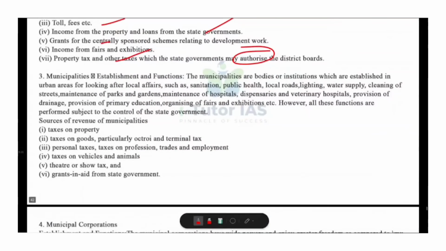Then the next one, municipalities. These manage the towns and smaller cities. So imagine basic urban needs like street lights, sanitation, water supply, local roads, parks, primary schools, hospitals and dispensaries, veterinary hospitals, organizing fairs, exhibitions, and so on. But remember, municipalities work under state government control. And what are the sources of revenue? Property tax. Then octroi and terminal tax, that is tax on goods entering the town. Then profession and employment tax. Then tax on vehicles and animals, show or theatre tax, then grants from the state government.